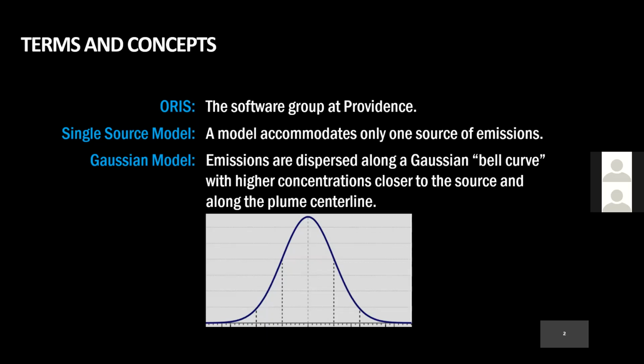SCREEN3 is also a Gaussian plume model, and that just means that the dispersion algorithm in SCREEN3 will disperse the plume along this Gaussian bell curve. So it means that the pollutants are going to be more concentrated toward the center of the plume, more concentrated toward the source itself, and then it'll start to dissipate as you go along the edges of this bell curve.